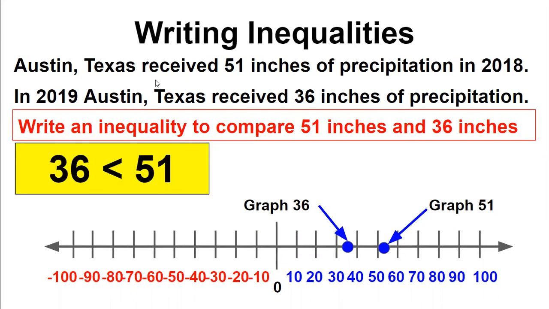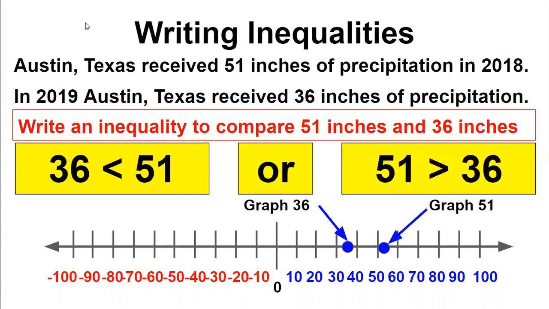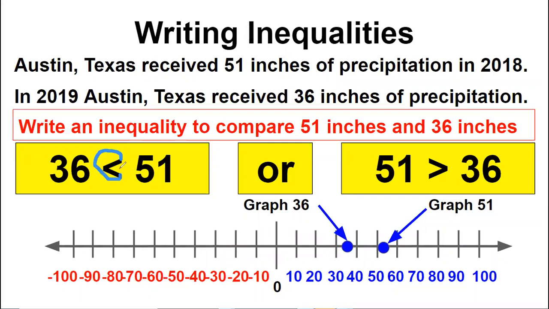So 36 is less than 51, or 51 is greater than 36. There's 2 ways to write each inequality. Just be sure that Pac-Man is eating the bigger number. Very important. Let's draw our little Pac-Man guy. He's always eating the bigger number.